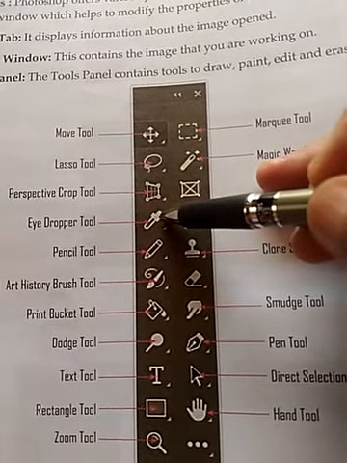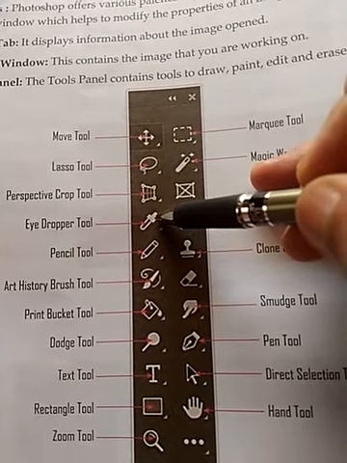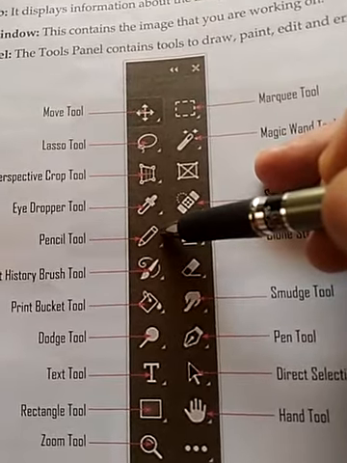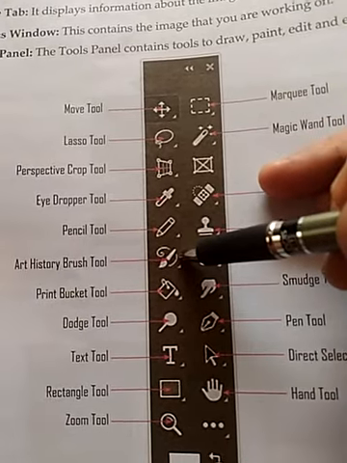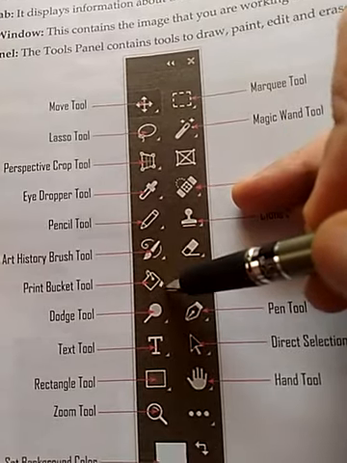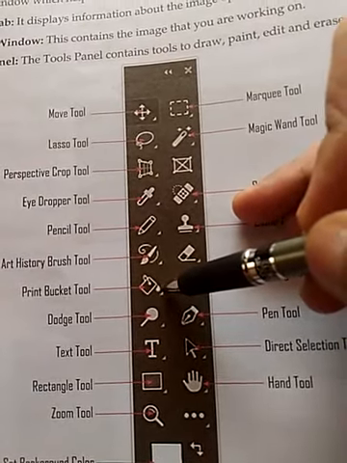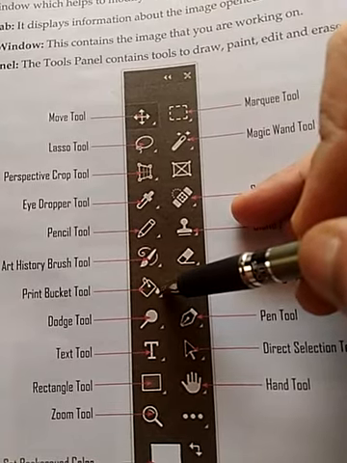Eyedropper tool. Basically it is used to select a color from the image. Pencil tool. It is used to write. Art brush. It is again for painting and writing on the image. Paint bucket tool. It is used to fill some portion of an image with some color.